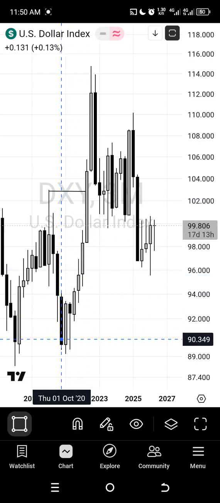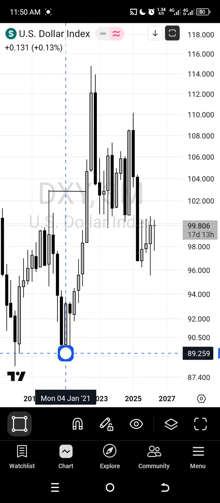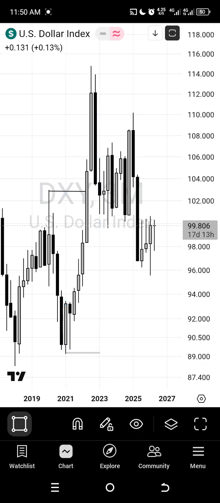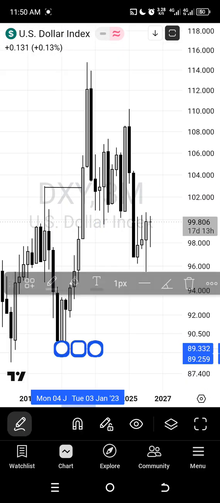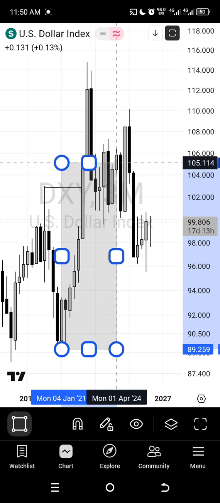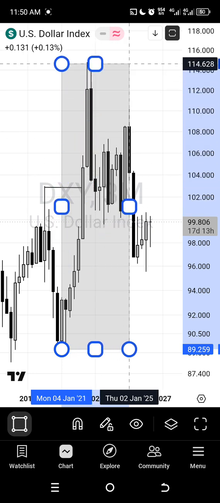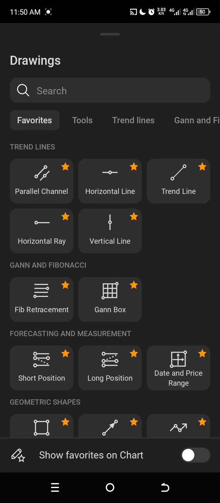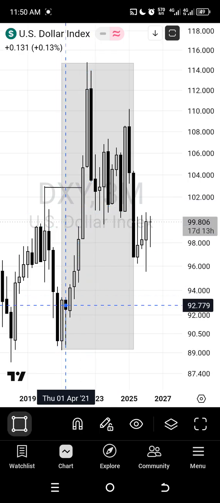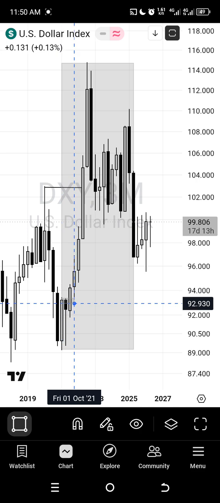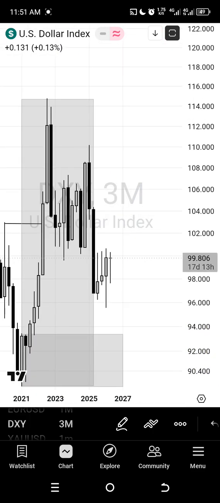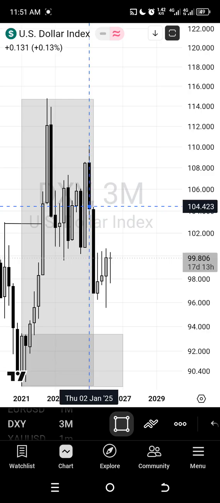Okay guys, I got also this dealing range on the left hand side based on the bullish trend on the left hand side. Okay, I got these key levels. Also got this FVG.